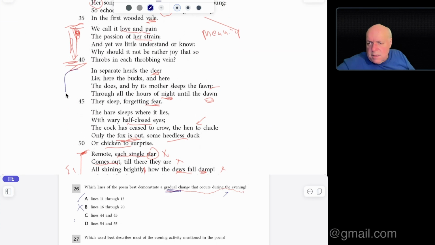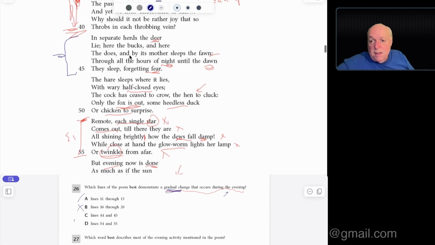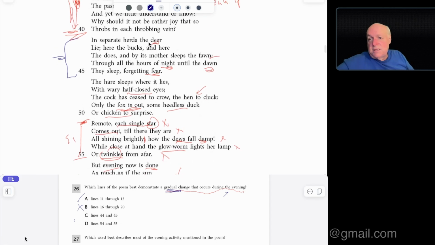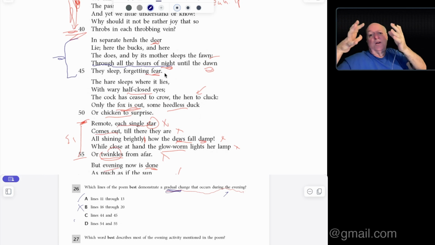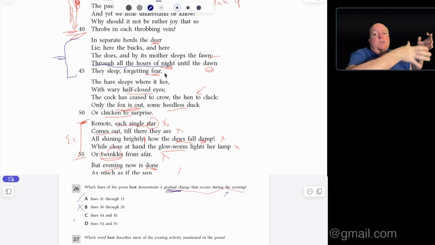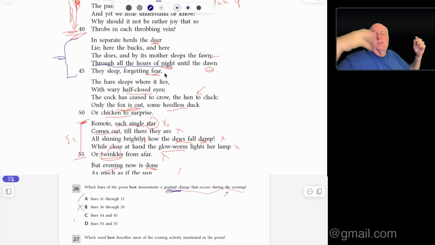So that's going to be here. Okay. It's talking about the deer sleeping. And they're just sleeping. It lays out that there's the mother, the father, and the child deer. And there's really nothing else going on there. It does say through all the hours of night, but it's not saying from sunset to midnight to 3 o'clock to 6 o'clock. It's just making it en masse. So it's just making a general statement. So I'm still favoring A. I'll be honest with you, I'm not leaping up and down about A.